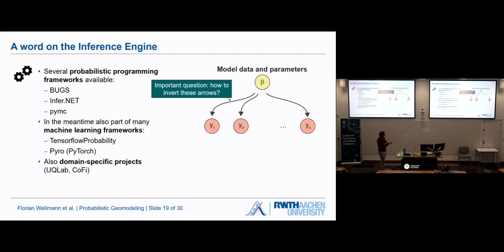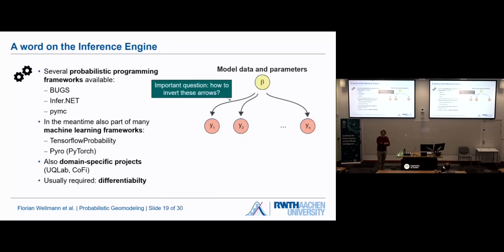And also domain-specific projects like UQLab from ETH and Coffee from Australia, which also enable you to do these inference methods practically. Okay, usually required, as a little side note, differentiability. I'm not talking about this here today, it's also a small side note.